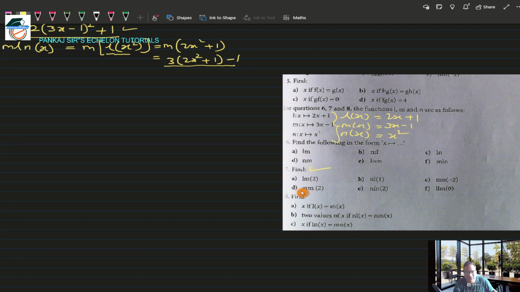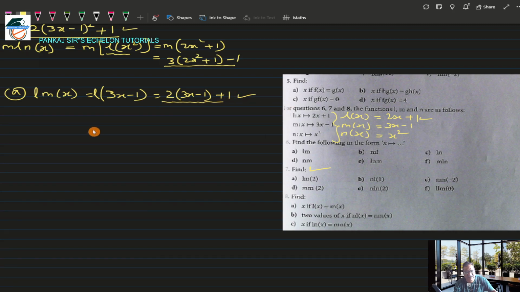Let us go to question number 7 and then A. Question number 7, sub question A is L m of x you have to find out. So if you want to find out L m of x, you have to start from m of x. Now what is m of x? It is 3x minus 1. So write 3x minus 1, and then in front of that you have an L, so it becomes L of 3x minus 1. Now L of 3x minus 1 I'll get from this function. So I'll write 2 into 3x minus 1. See, I'm putting this 3x minus 1 in place of x, and completing the rest of the things. So this is my answer for 7A.